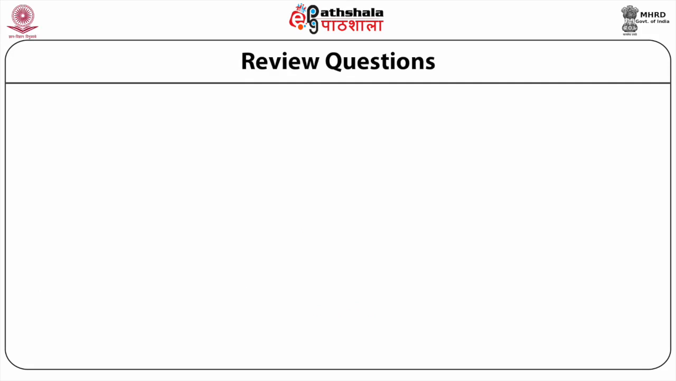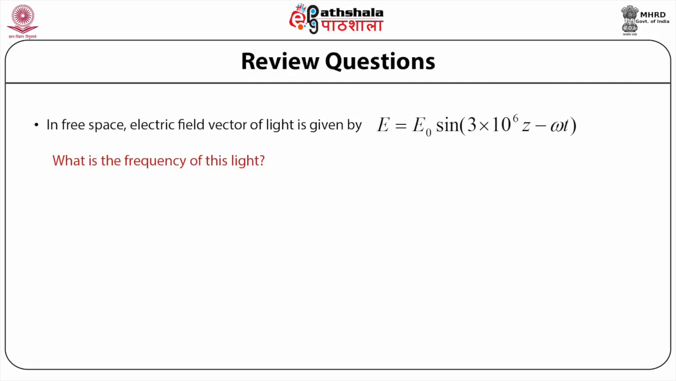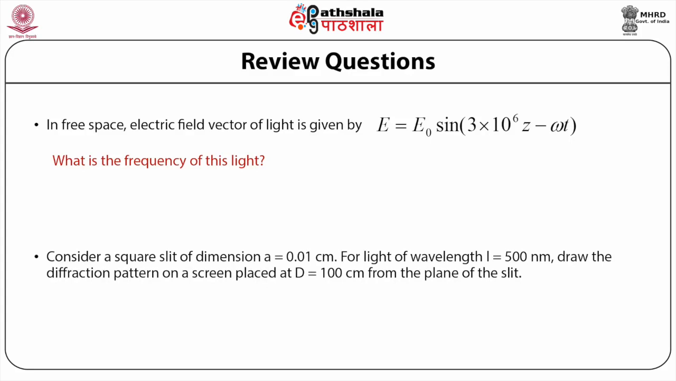Other two quick questions for a review. The first, in free space, the electric field vector of light is given by E equals E naught times sine of (3 times 10 to the power 6 Z minus omega t). Estimate or calculate the frequency of this light. The last question for review is, consider a square slit of dimension a equals 0.01 centimeter. For light of wavelength lambda equals 500 nanometer, draw the diffraction pattern on a screen placed at distance d equals 100 centimeter from the plane of the slit.